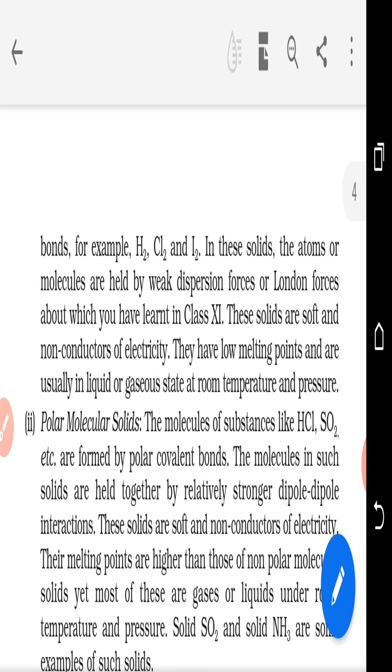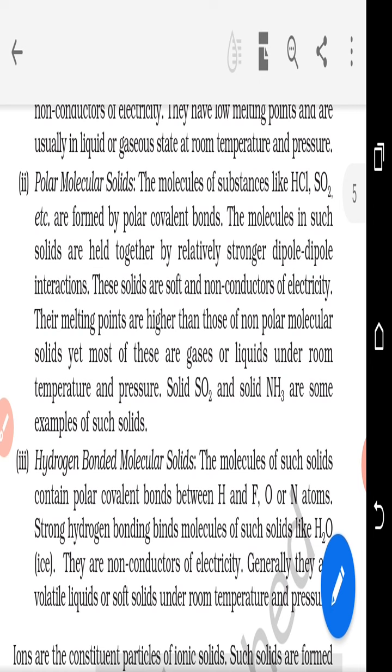Second type of molecular solids are polar molecular solids. These types of molecular solids are formed when the molecules are polar in nature, like that of HCl, SO2, etc. Such molecules form relatively stronger dipole-dipole attractions, and hence they have higher melting point than the non-polar molecular solids, but still their melting points are very low. They are soft and non-conductors of electricity.